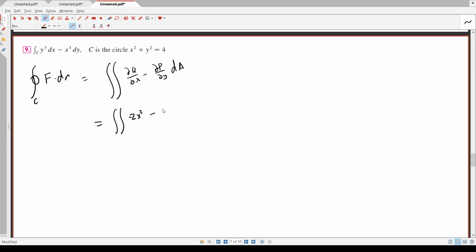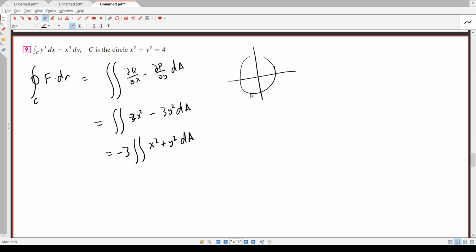minus, I'm sorry, 3x squared minus 3y squared. Okay, so I can write this as minus 3 times x squared plus y squared, over the circle x squared plus y squared equals 4. So this sounds like I should use polar coordinates, right? Because if this is my region with a radius of 2, I see x squared plus y squared in 2D, so I think polar coordinates.